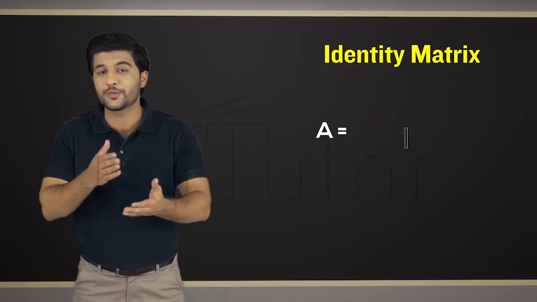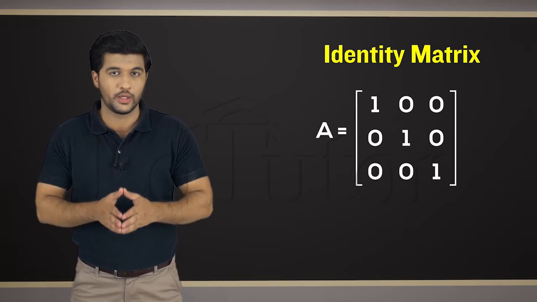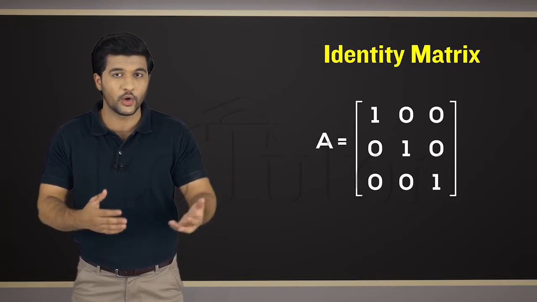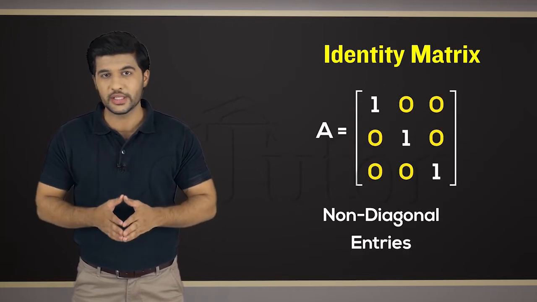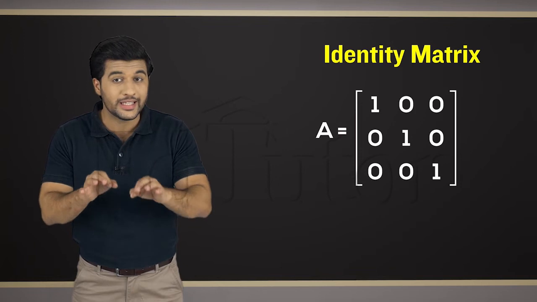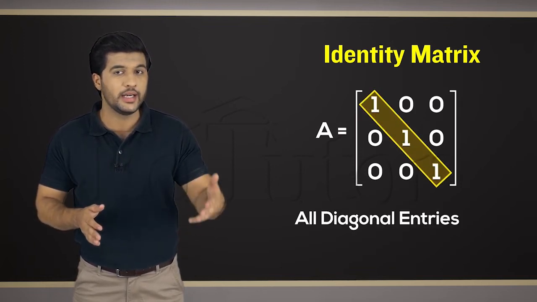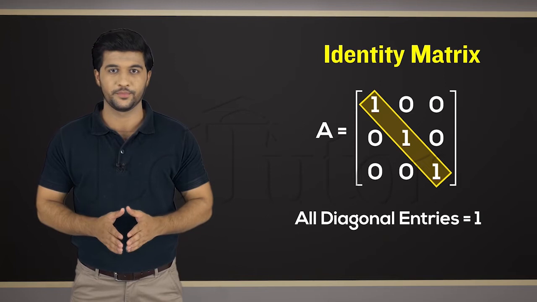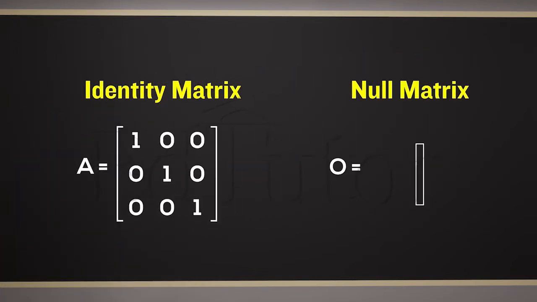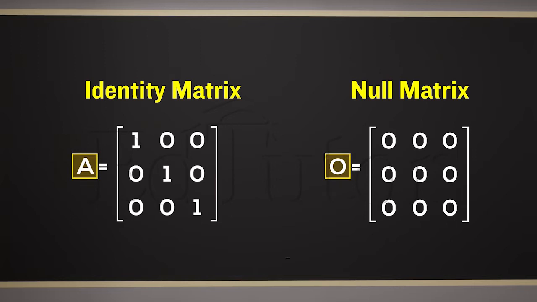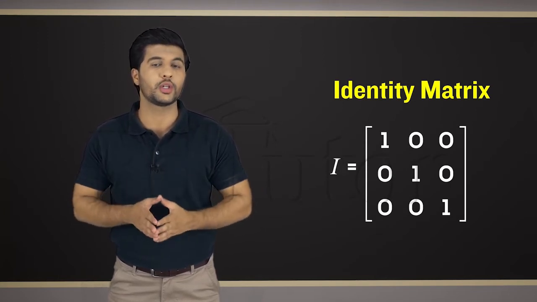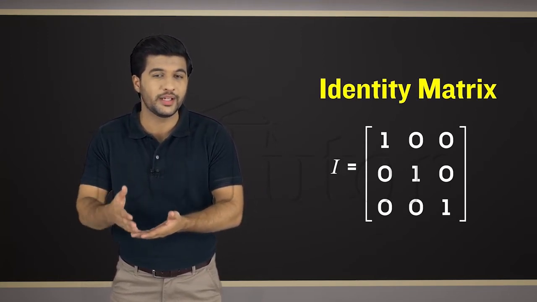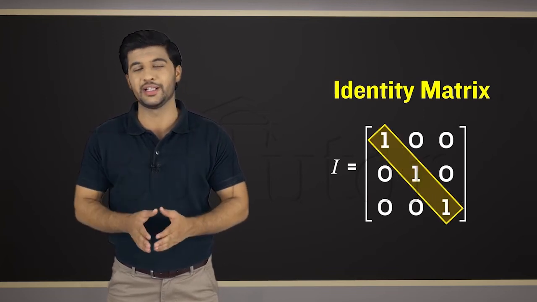Now let's look at a special type of diagonal matrix called the identity matrix or the unit matrix. Here all the non-diagonal entries are still 0. The only difference is that all the diagonal entries should be 1 only. Like the null matrix, this matrix also has a special notation, I. So if you ever see a matrix called I, you can be sure that it is an identity matrix with ones in the diagonal entries.